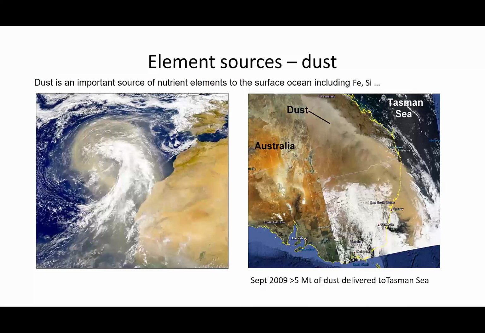Dust is another significant source of dissolved elements to the ocean. There's a big dust plume off the northwest coast of Africa, which you may be able to make out here, and Spain. So these dust storms can be very large. Another example here of a big dust storm in Australia about 10 years ago, back in September 2009, and you can see the big dust plume here with the northwesterly airstream carrying the dust across the coast into the Tasman Sea. This particular dust storm was estimated to have dumped 5 million tonnes of dust into the Tasman Sea.